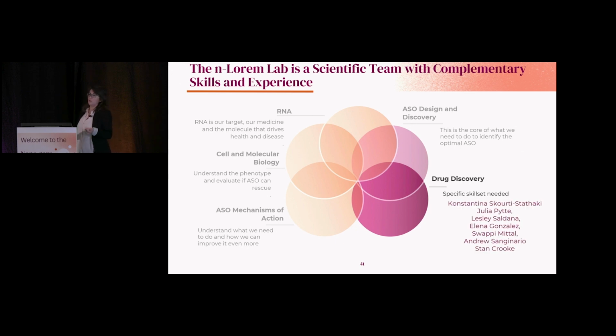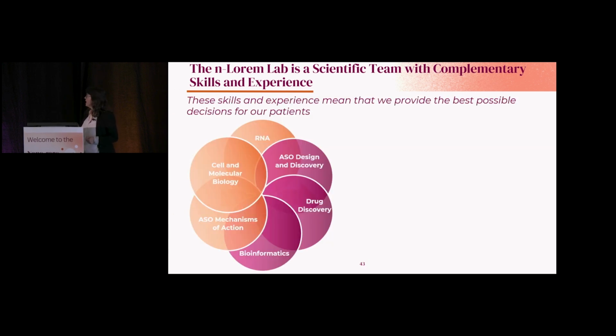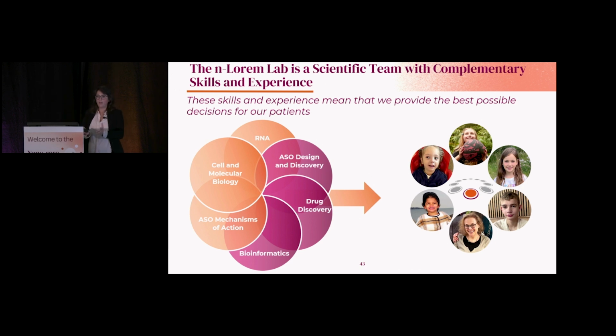Drug discovery and automation requires a very specific skill set, and of course this is something that we also require to have. And definitely, last but not least, and I will go into further details in a moment, we also, of course, need to have very robust bioinformatics capabilities. And this is actually something that we built in-house, because we need to have artificial intelligence, AI-driven ASO design and discovery, and leverage all that. So all of these ingredients, we have created together in the n-Lorem research team. And it's these skills and experience that come together and mean that we can provide the best possible decisions for all of you.